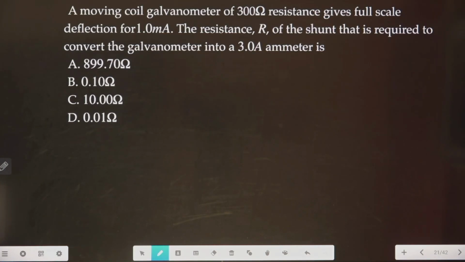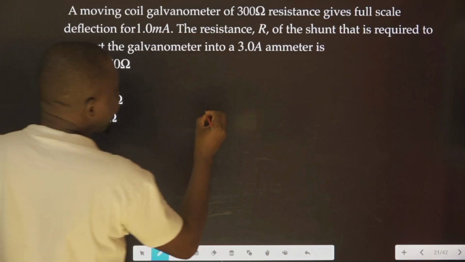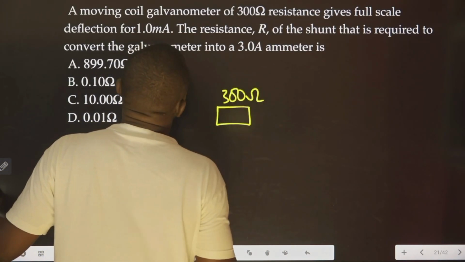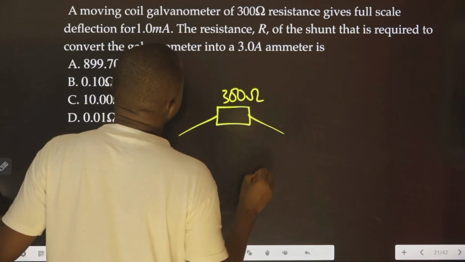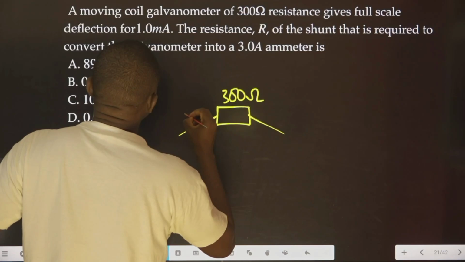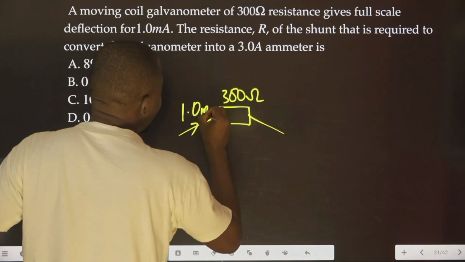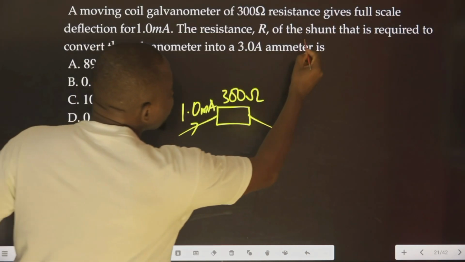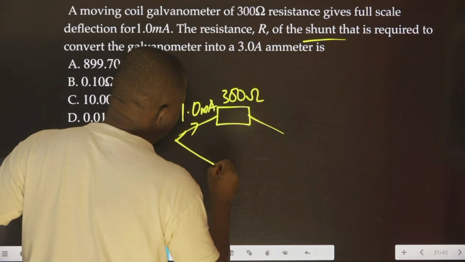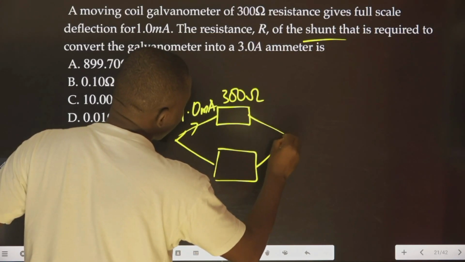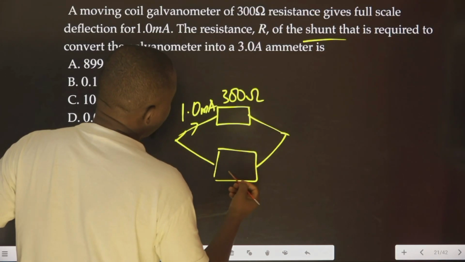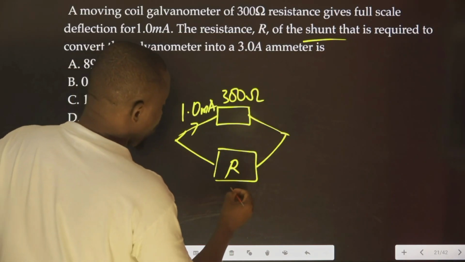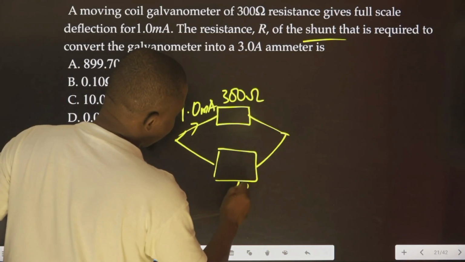To do that, we simply are going to pull the galvanometer. Let's say this is the galvanometer, 300 ohms resistance. Okay? For full scale, it is 1.0 milliamps. Okay, that is the current. A resistance R, when you say shunt, it means that resistance is connected in parallel with whatever. Shunt means in parallel most of the time. So this is our R, and this R now is what we are looking for.